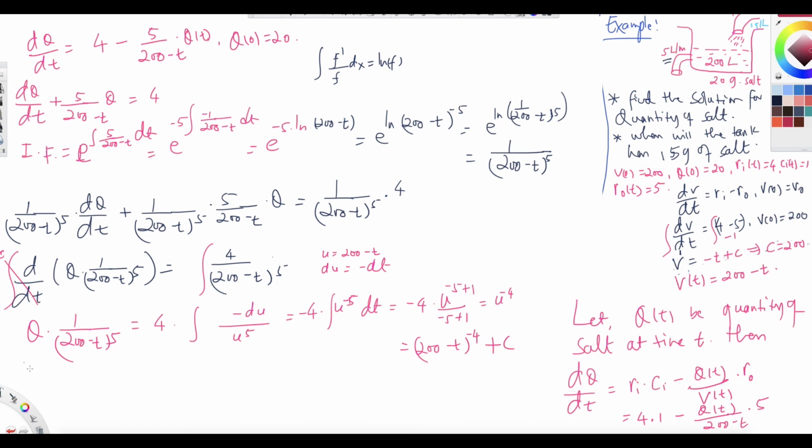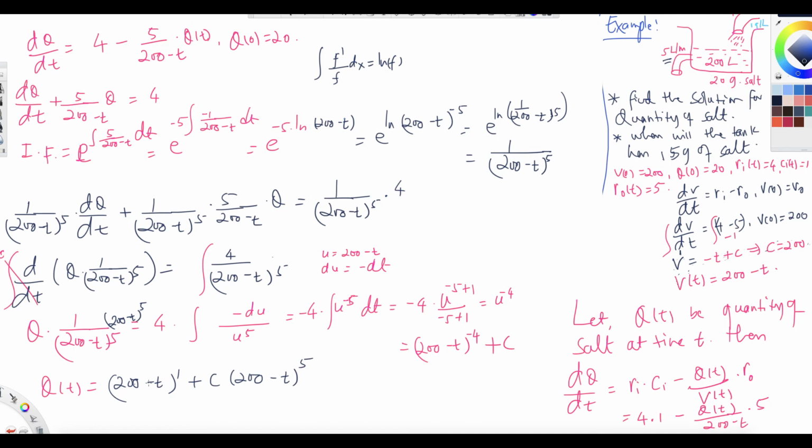So what you get ultimately is therefore q. This is the left hand side, this is the right hand side. Let us multiply both sides by (200 minus t) to the 5th. What do you get? You get q(t) equals (200 minus t) to the 1, because there is negative 4; if you multiply by 5, then 5 minus 4 will be positive 1, plus c times (200 minus t) to the 5.